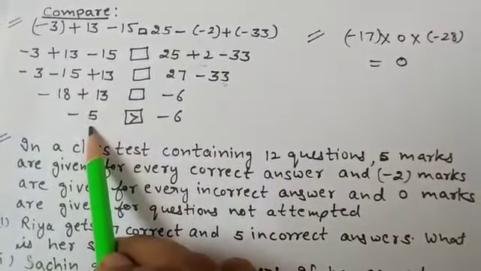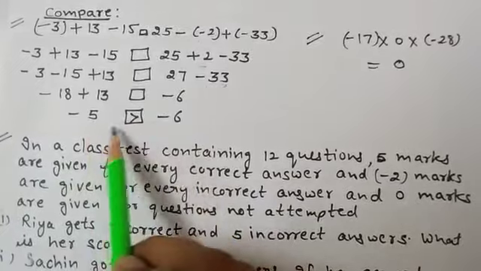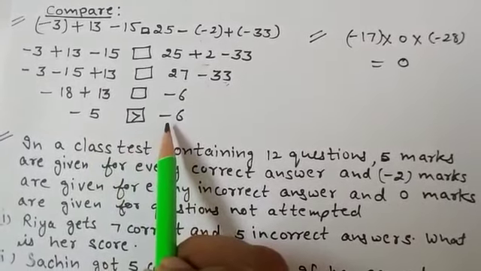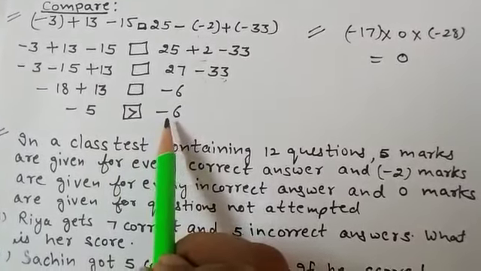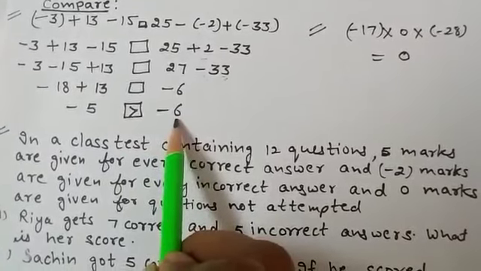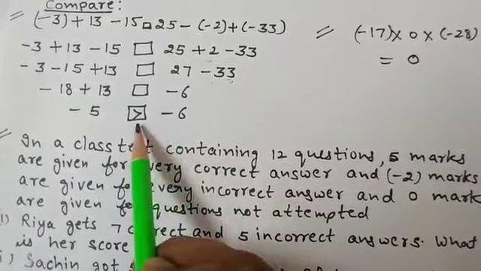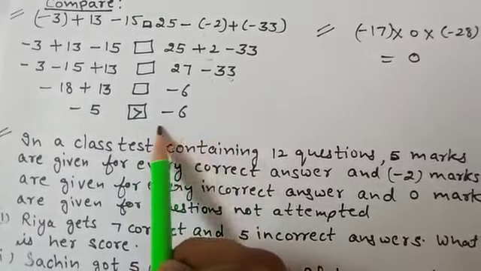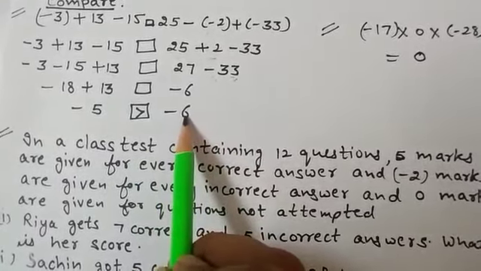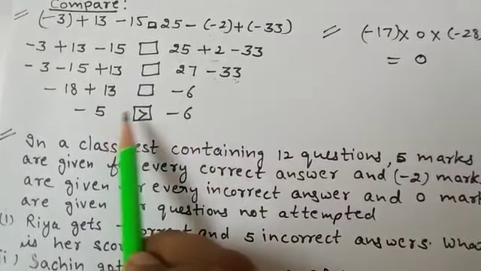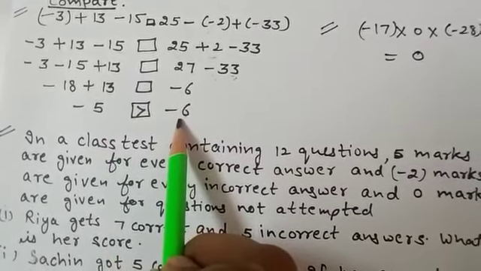Now we compare minus 6 and minus 5. Is minus 6 greater or smaller? Most of the students say minus 6 is greater, but no, minus 6 is smaller, because if we move to the left side of the number line, the digit becomes smaller. So minus 6 is to the left side of minus 5, so minus 6 is smaller.